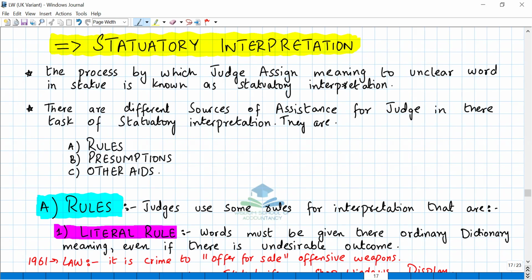For example, I will give you a common example. If there's a certain board in a place and on that board it is written "fine for parking". Now what does this mean, "fine for parking"?